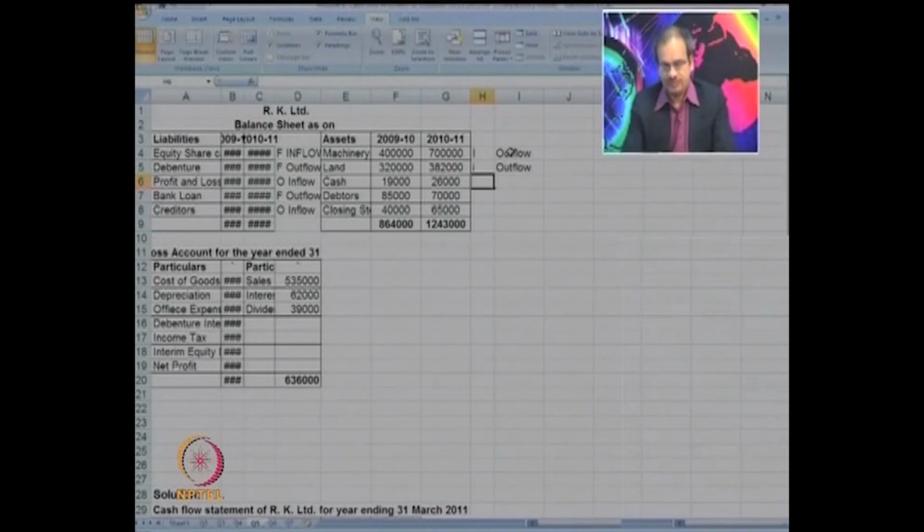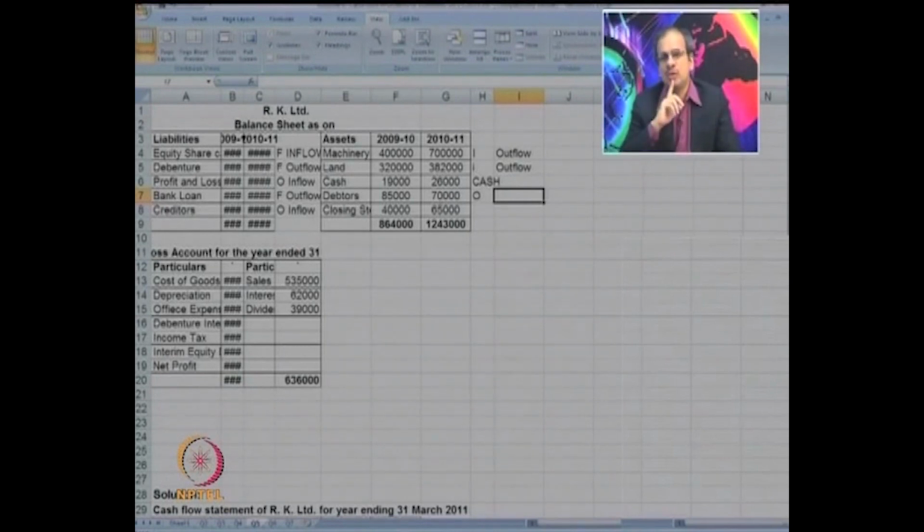Cash is a different item, it is neither an inflow nor an outflow, it represents the balance at the beginning and at the end. So, we will just mark it as cash. Debtors is O item because it is a day-to-day item. The balance of debtors has gone down from 85 to 70.